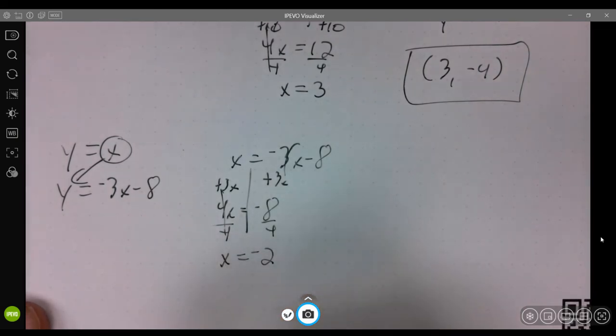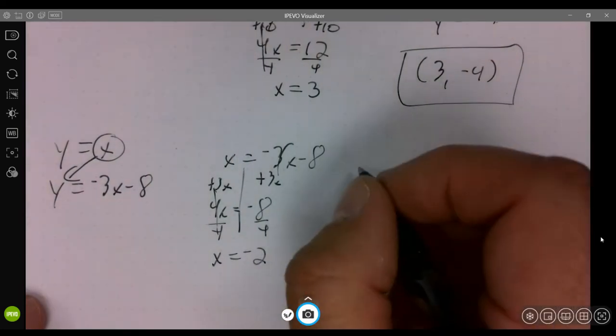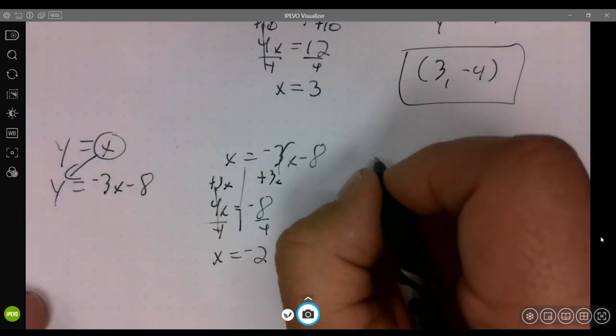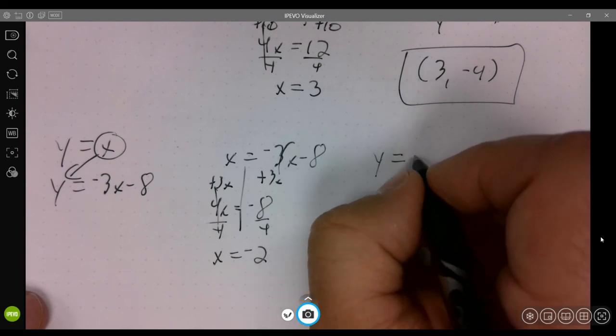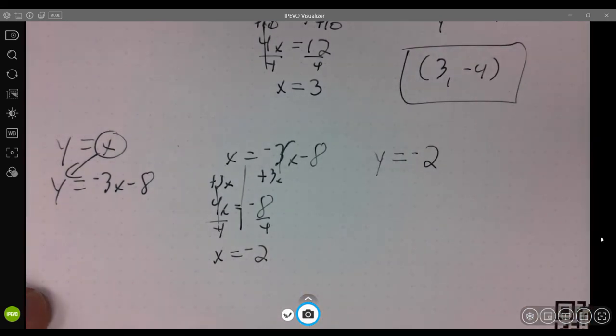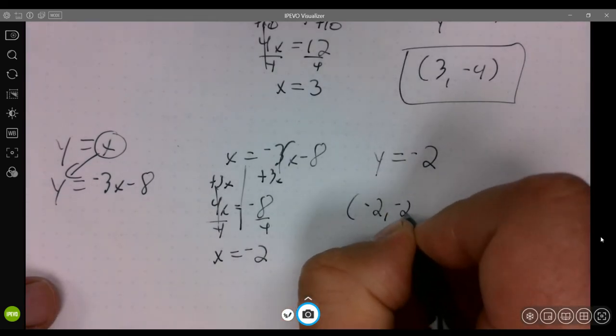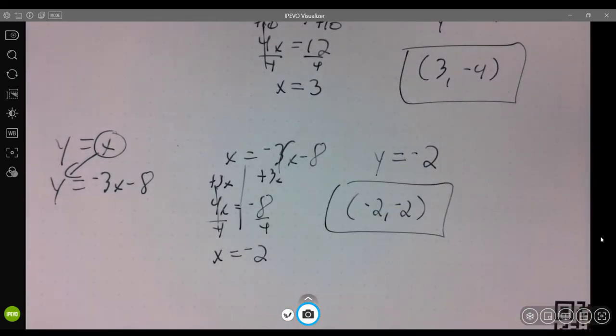Are we done? No. Good if you said no. Now I plug back into one of these two. If I plug back in for x, it says y is negative 2. Yep. Those are sometimes the more confusing ones, but that's your answer. It's negative 2, negative 2, for where these two lines cross.